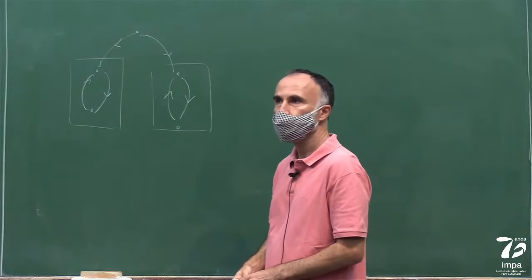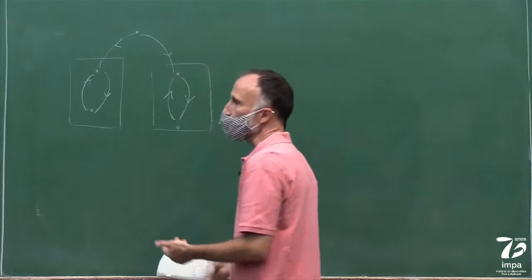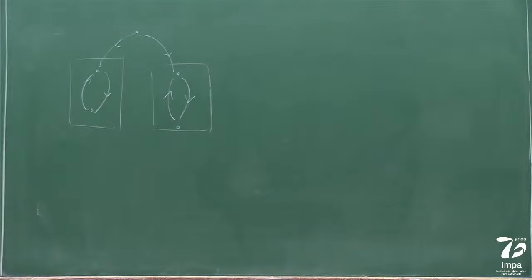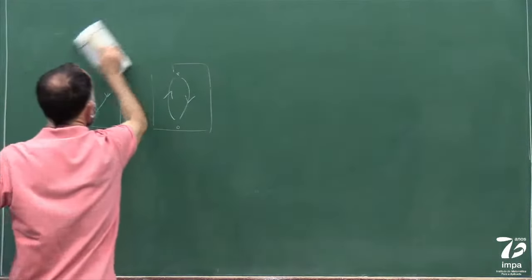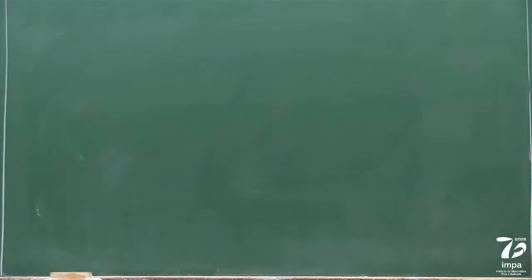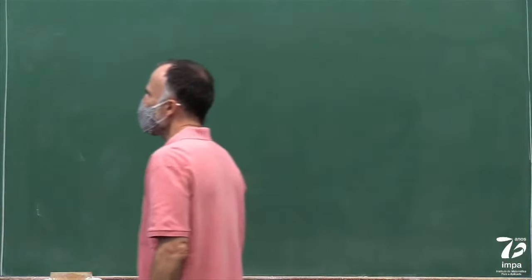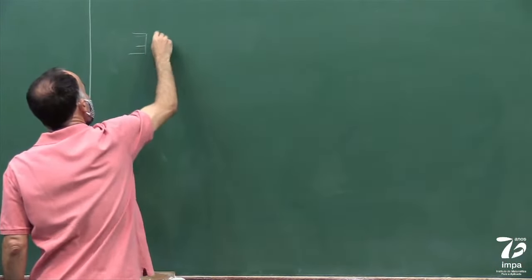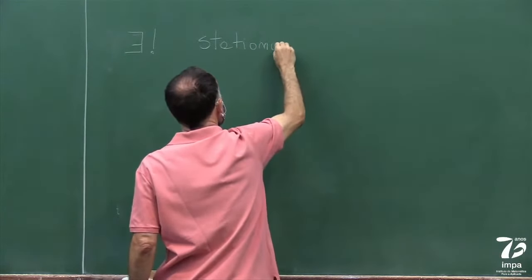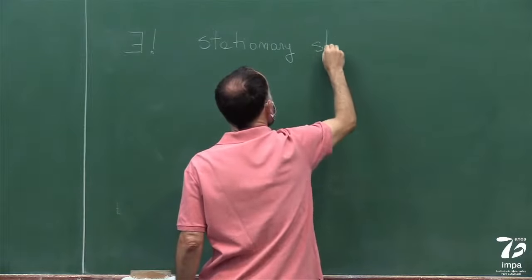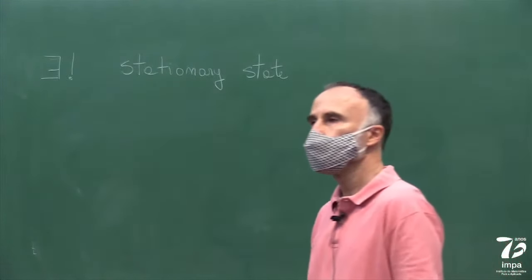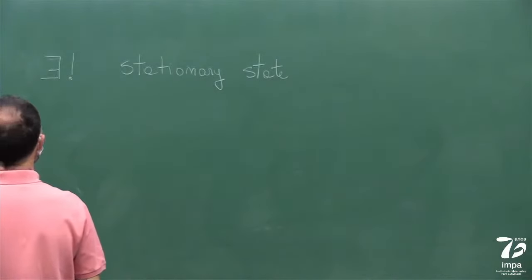Okay? So that's what you do, but I don't want to enter into these problems. I'll just assume that my chain is irreducible. Okay? And now, I claim that if the chain is irreducible, then there exists a unique stationary state. Okay? So this is maybe a theorem.